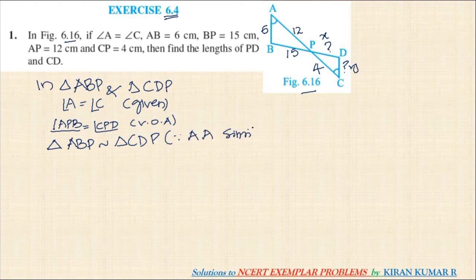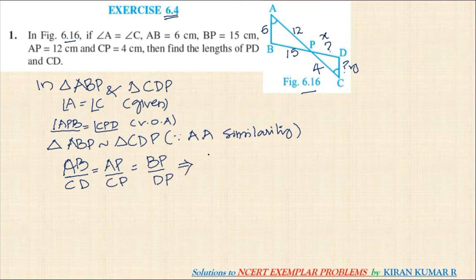Whenever the triangles are similar, then the corresponding sides are in proportion. So the corresponding sides AB upon CD will be equal to AP upon CP. This will be equal to BP upon DP. Now, by substituting the values, AB is 6, 6 by CD we have taken as Y, which is equal to 12 upon the side CP is 4. This is equal to 15 upon X.